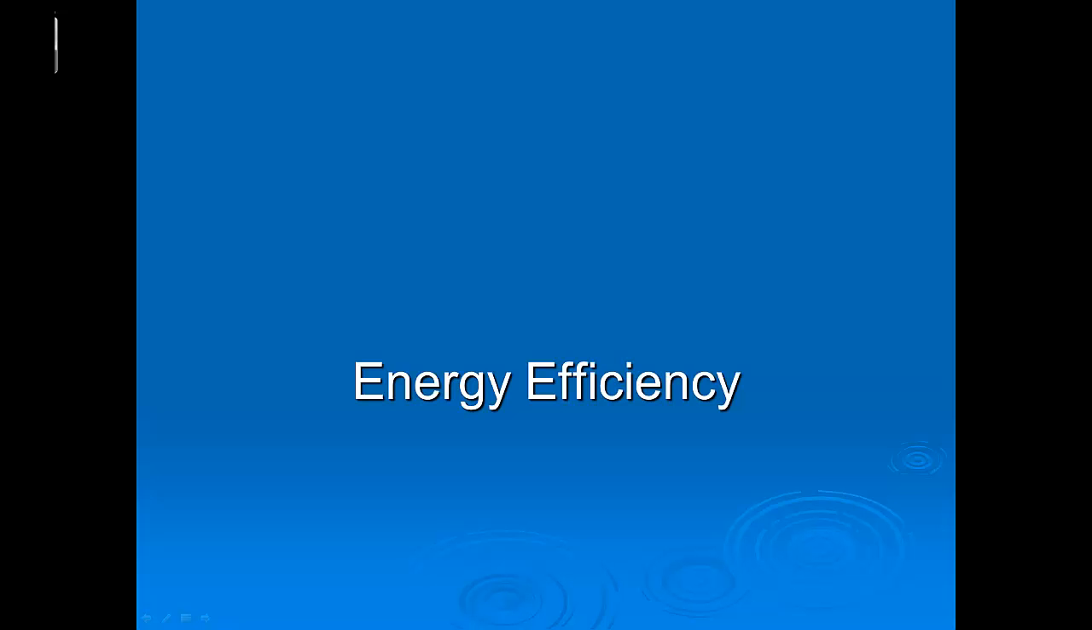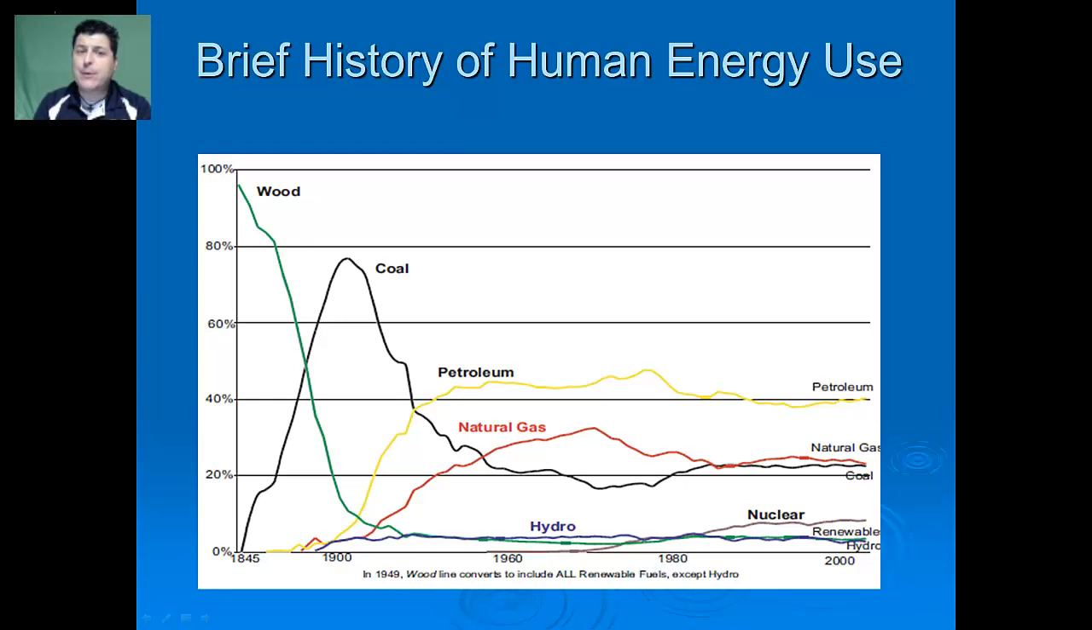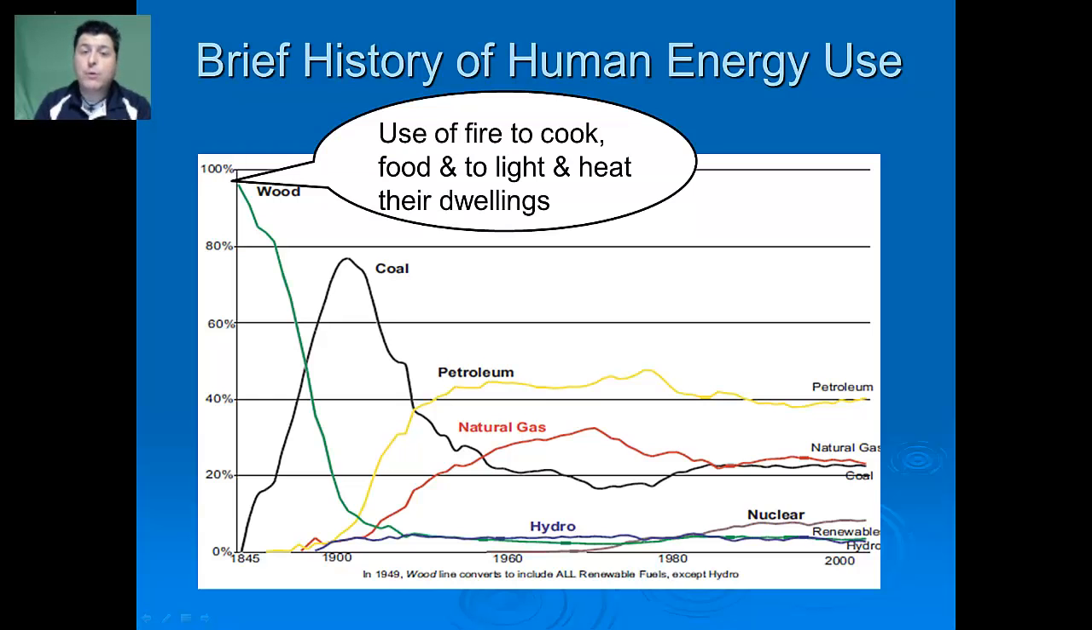In this video we'll be exploring energy efficiency. Before we can examine energy efficiency, let's talk a little bit about how energy use has changed over the course of human history. Our earliest energy sources were biomass, like wood, which would be used to create fire to cook our food, to light or heat our homes.